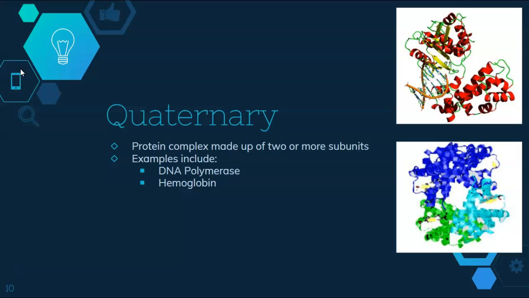Now our quaternary structure is when we take like two or more tertiary structures and shove them together. That protein complex, like I said, is made up of two or more subunits. You can see that this would be like one subunit. This dark blue, light blue would be a second, and green would be a third. Some examples of quaternary protein structures are DNA polymerase and hemoglobin.